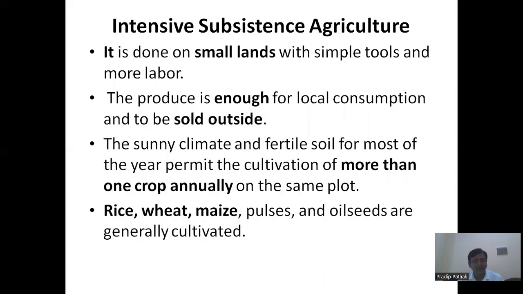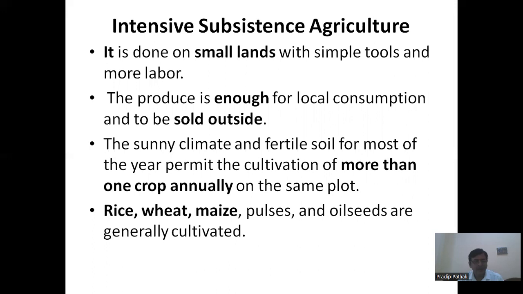Next type is intensive subsistence agriculture. It is done on small lands with simple tools and mobile labor. The produce is enough for local consumption and to be sold outside also. So, even after keeping some for consumption, you have something which you can sell.